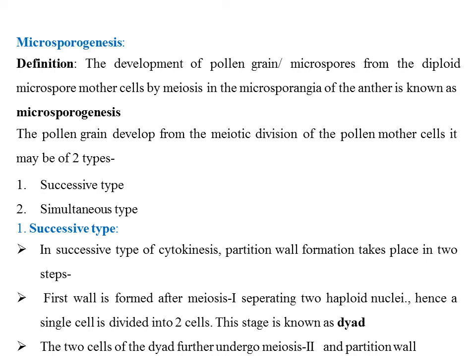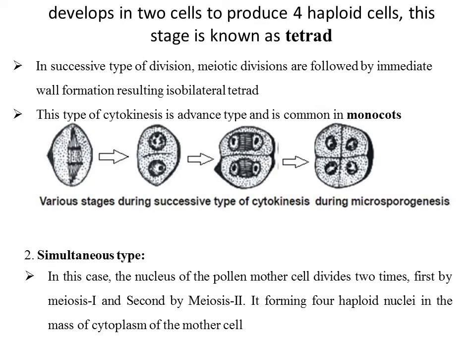First, successive type. In successive type of cytokinesis, partition wall formation takes place in two steps. First, a wall is formed after meiosis first, separating two haploid nuclei. Hence, a single cell is divided into two cells. This stage is known as dyad. The two cells of the dyad further undergo meiosis second and partition wall formation to produce four haploid cells. This stage is known as tetrad.